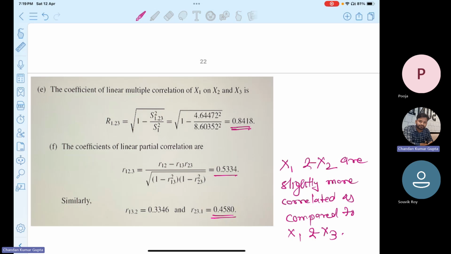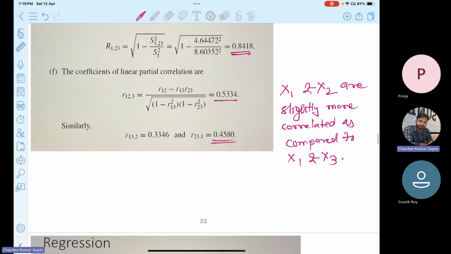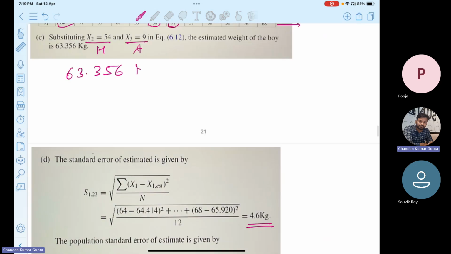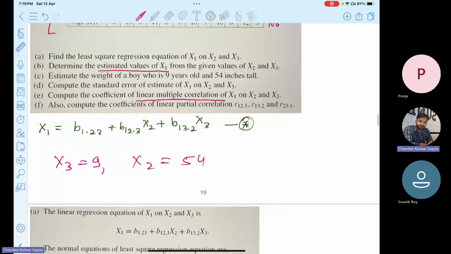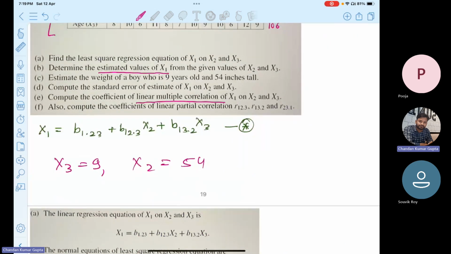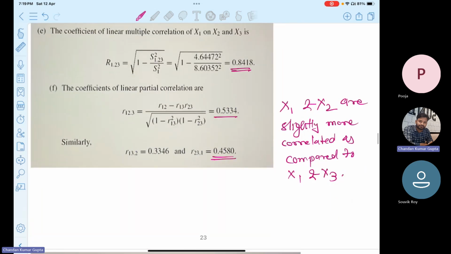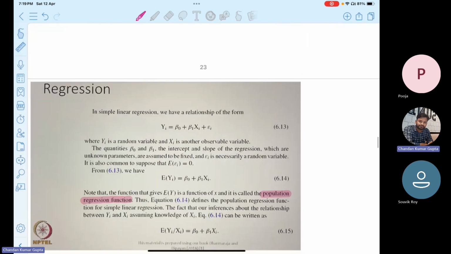Okay. So here it is 53% versus 48%. So there's a slight difference between the association between the random variables x1 and x2 as compared to x1 and x3. Okay, yes, we have one more question here: compute the coefficient of linear partial correlation. We have already calculated that actually.